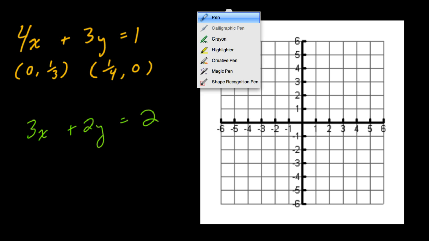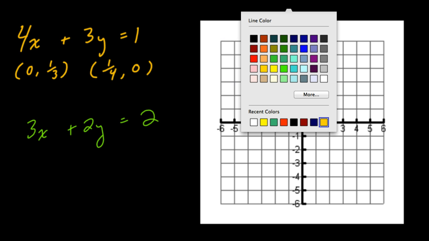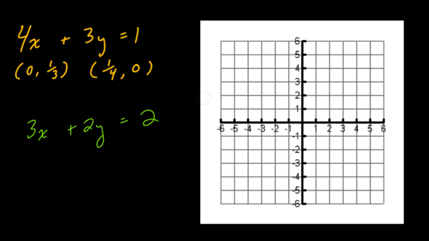We can plot those 2 points. Shouldn't be too bad, right? 0 and 1/3 is going to be about right there. 1/4 comma 0 is right there. And we want to connect those with a line. Okay, looks about right.